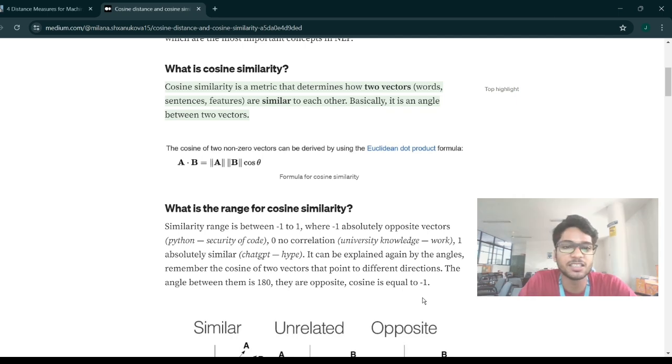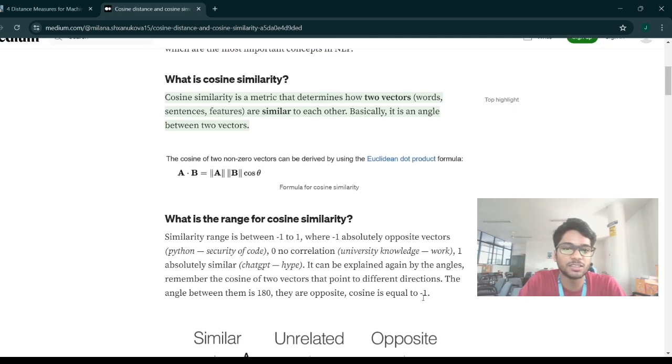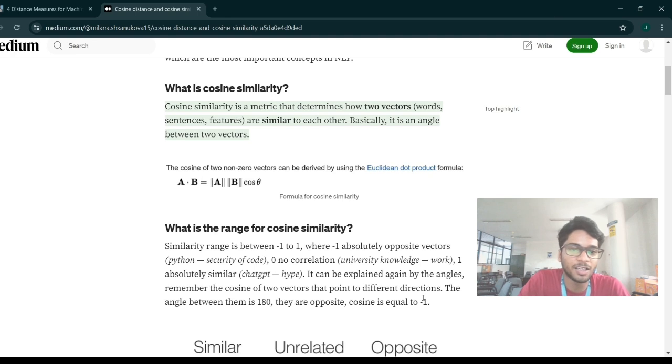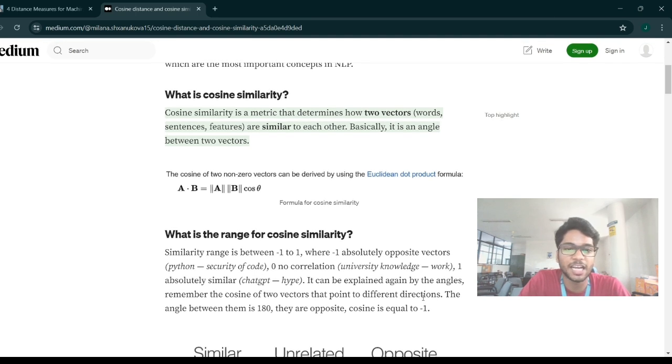So today I'm going to discuss distance measurement. There are two types that I will cover today. The first one is cosine, the second one is Hamming distance. Cosine has another two subtopics, cosine similarity and cosine distance.